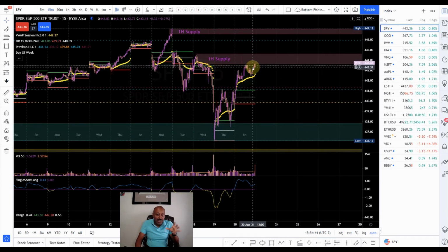And remember, headwinds is an important area to take your profits. You don't want to wake up Monday morning and have the market open down somewhere here. You don't want that to happen, because then you're giving up all these gains. That's not what you want to do. So you want to always protect your gains.